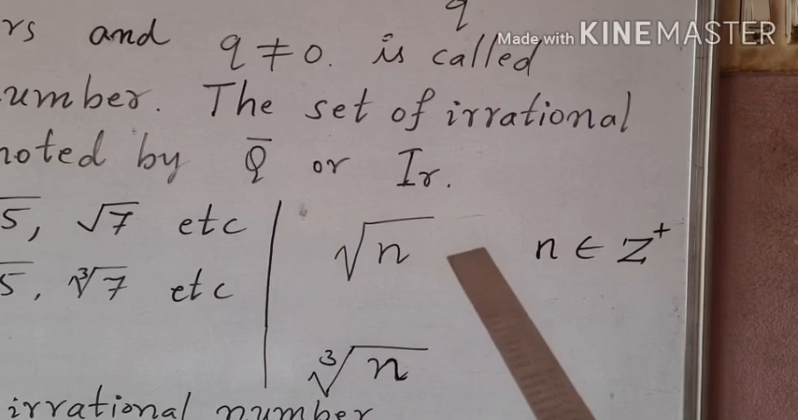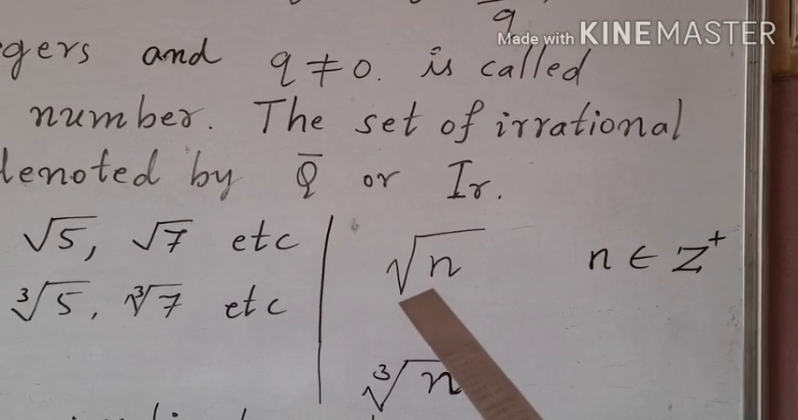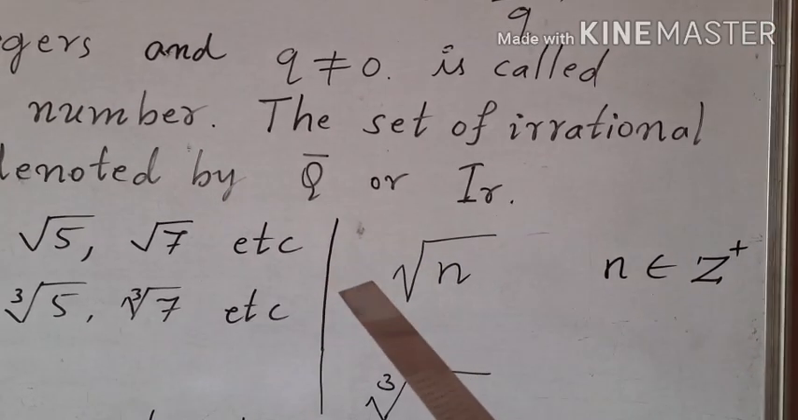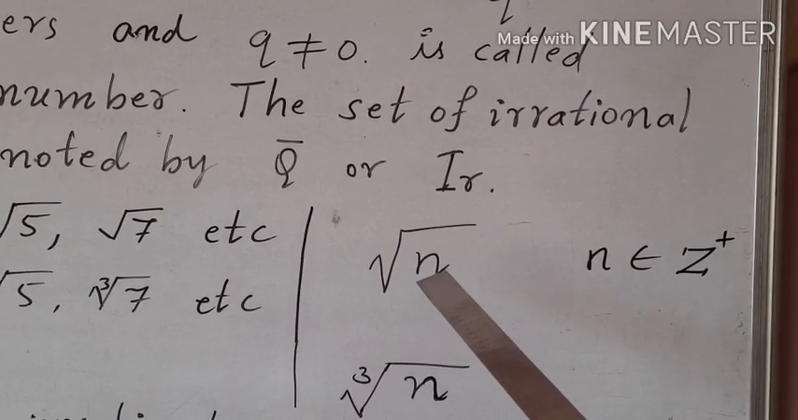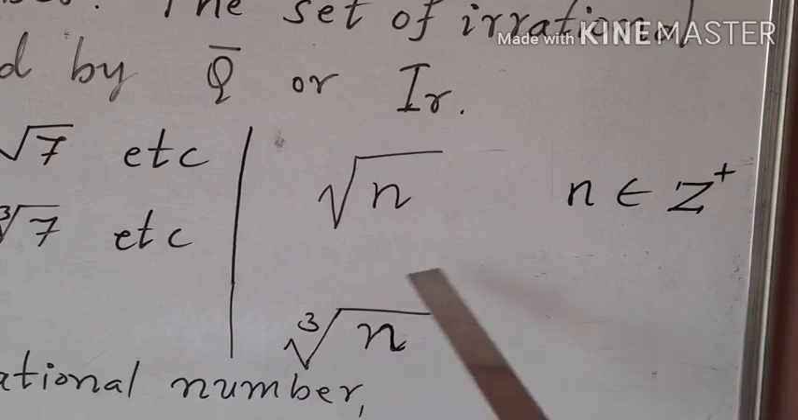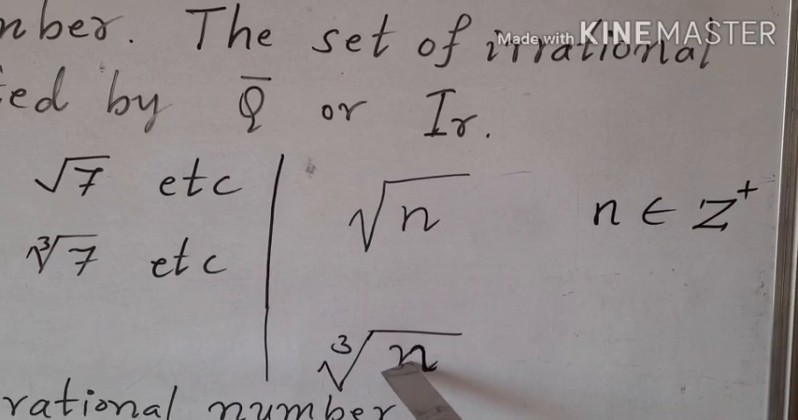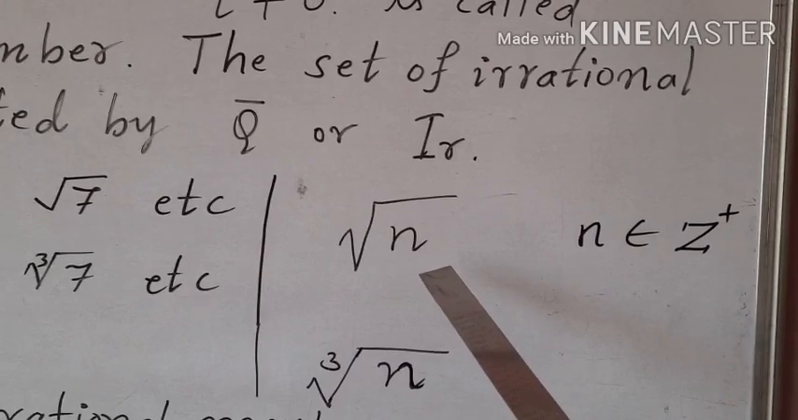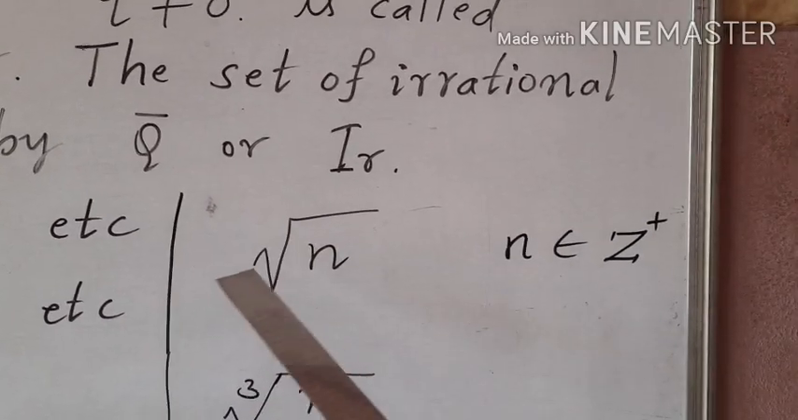See here children, there are certain conditions to call a particular number an irrational number. Any number written under the square root mark is not an irrational number, and any number written under the cube root mark is not an irrational number. There are certain conditions to call it an irrational number. Let us discuss what those conditions are. Look at me, children.